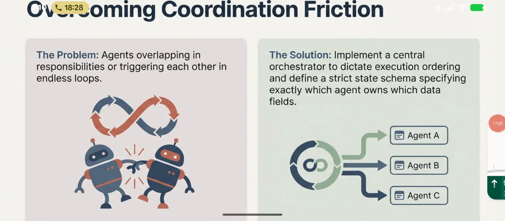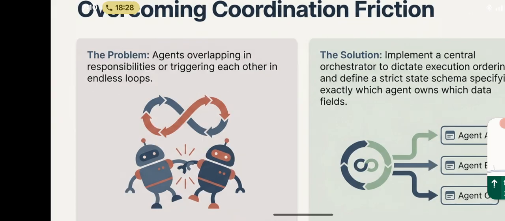Okay. So how do we overcome the coordination friction? As I mentioned, the responsibilities should be clear and concise, and should not be repeated among the agents. Each agent's role should be clearly defined within the orchestrator, so it knows which agent to call for which kind of task.